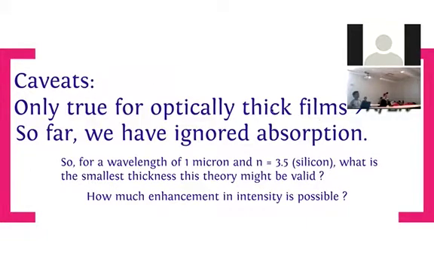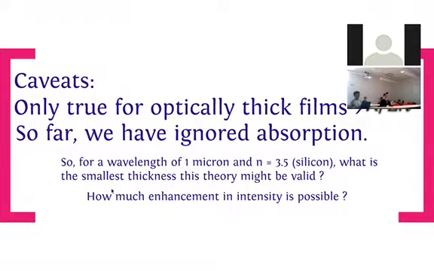Okay. So what does this optically thick film mean? It's pretty easy to understand. Let's take an example. Let's take a wavelength of 1 micrometer, refractive index n equals 3.5 for silicon. What is the smallest thickness this theory might be valid? Of course, you take 1 micron divided by 7, right? So 1 over 7 is almost 0.1 something. So it's a little more than 100 nanometers. So that means if your thickness is larger than a few hundred nanometers, then this theory is reasonably valid. So that's pretty good. That means this theory is typically valid for most of the solar cells, which are usually more than a few hundred nanometers.